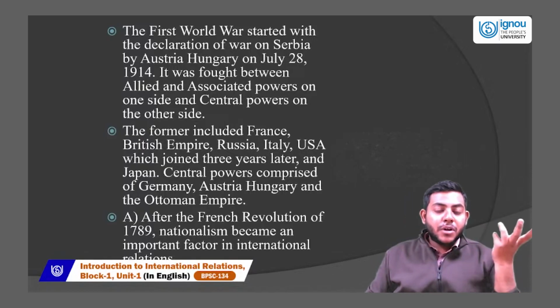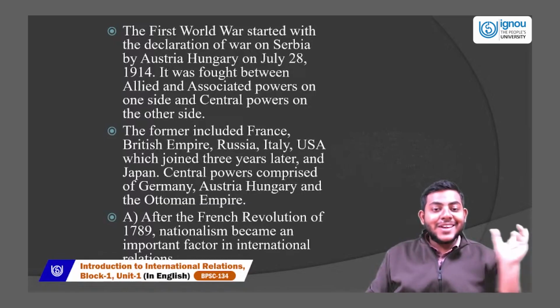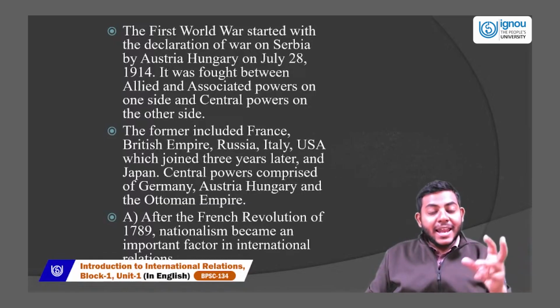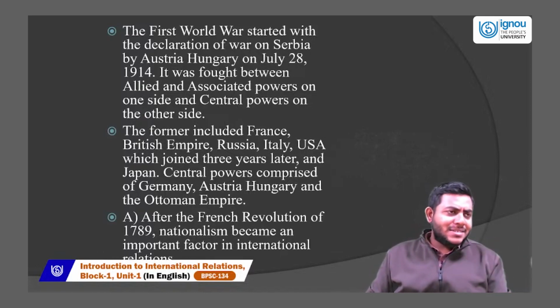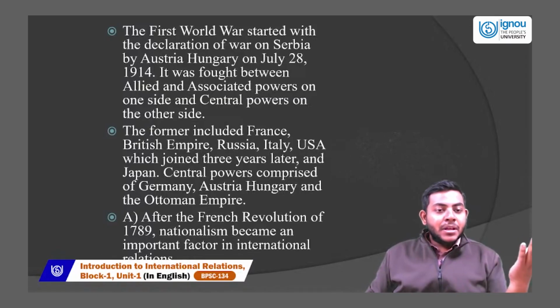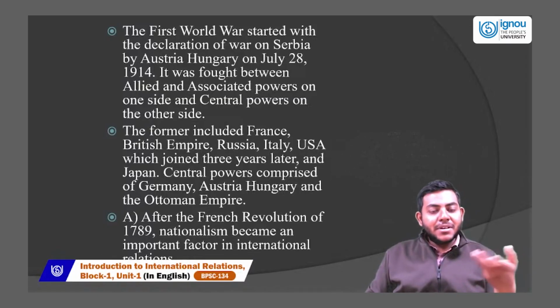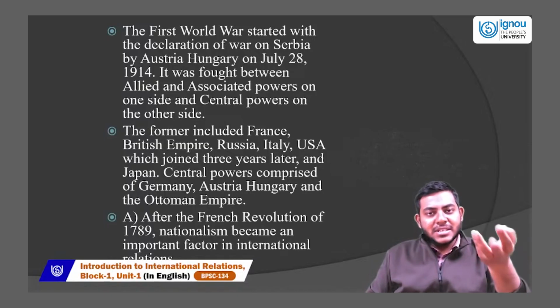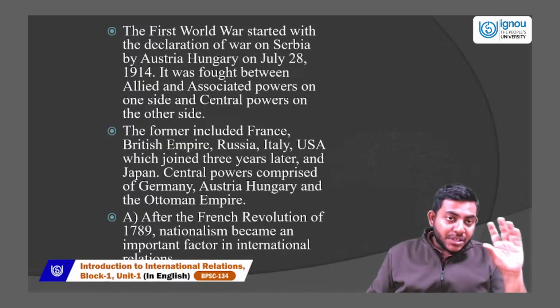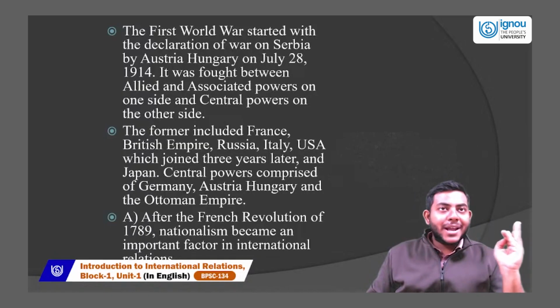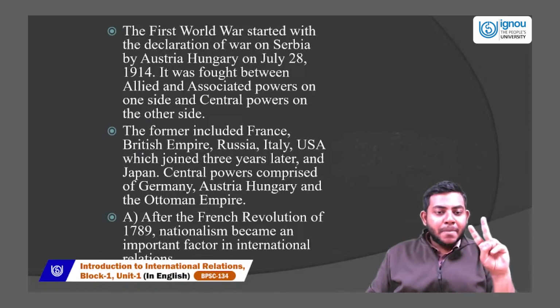The First World War was fought between the Allied and the Central Powers. The Allied powers and their associates, like the USA, which came in much later, were on one side, and the Central Powers on the other side. The Allied powers consisted initially of Britain and France. Later on, they were joined by Italy, which switched sides.